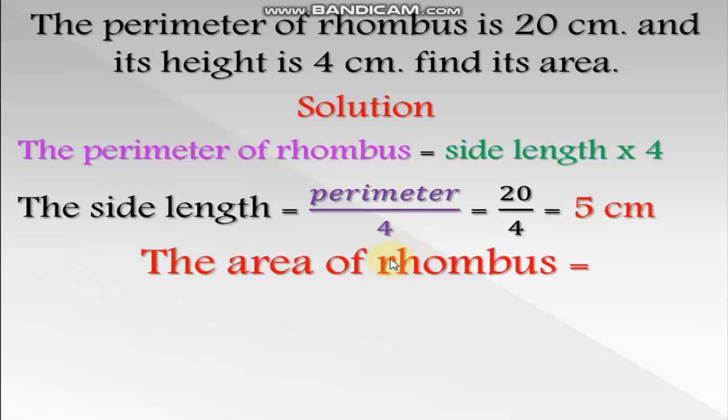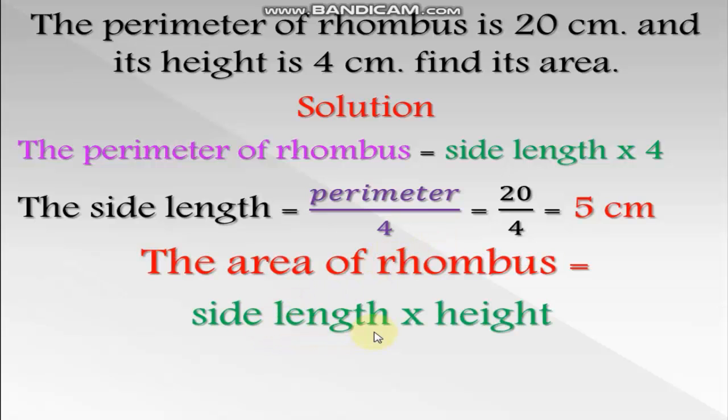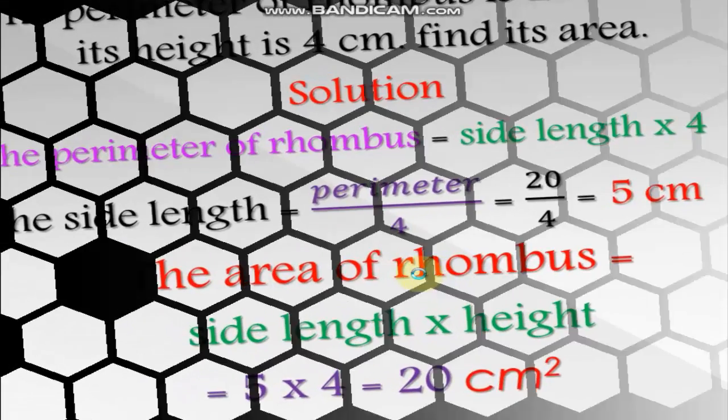Now we can find the area of the rhombus, which equals side length times height. The side length here is 5 centimeters and the height here is 4 centimeters. So 5 times 4 equals 20 centimeters square.